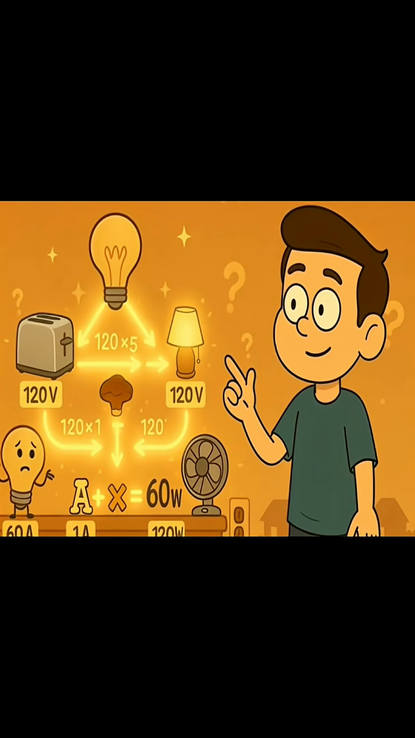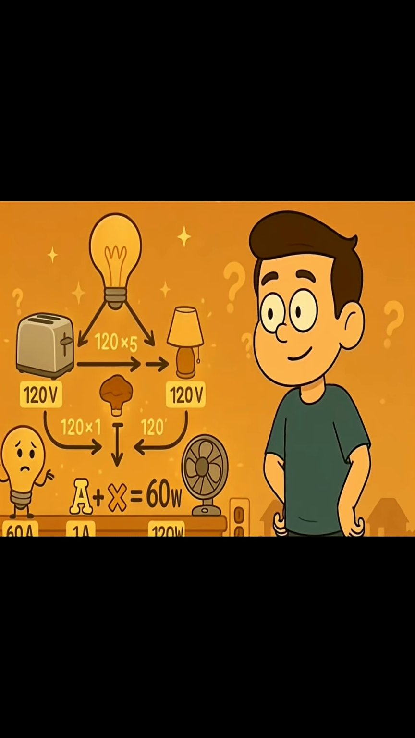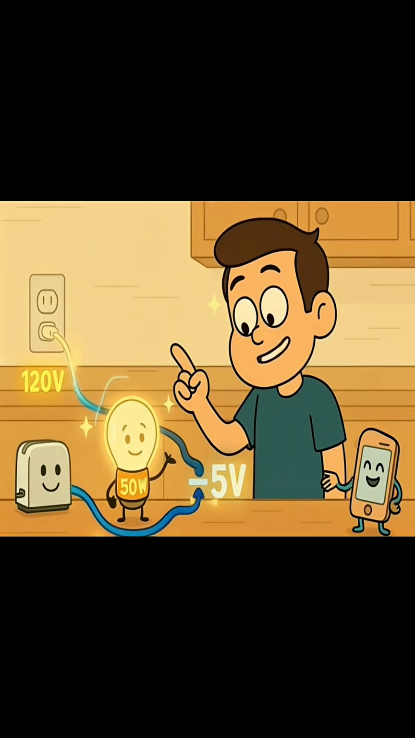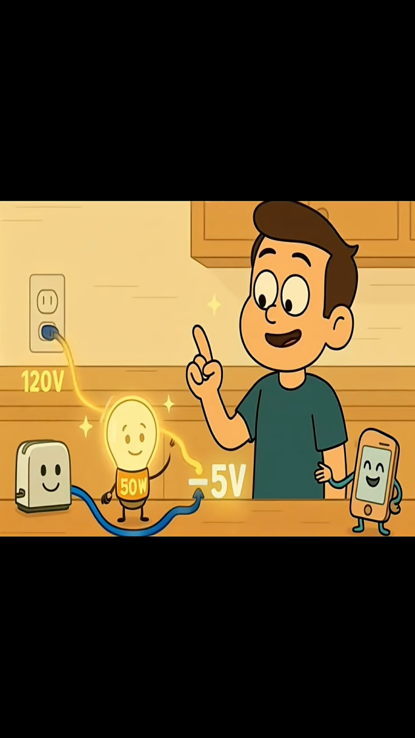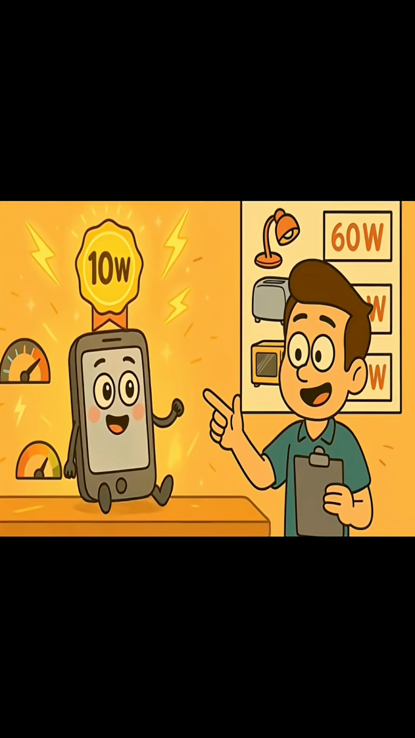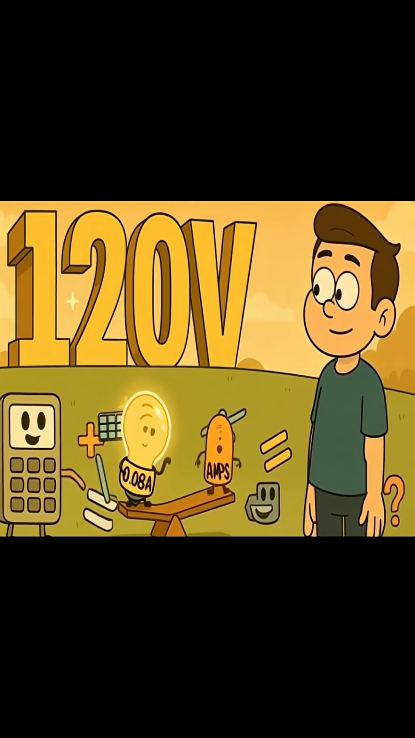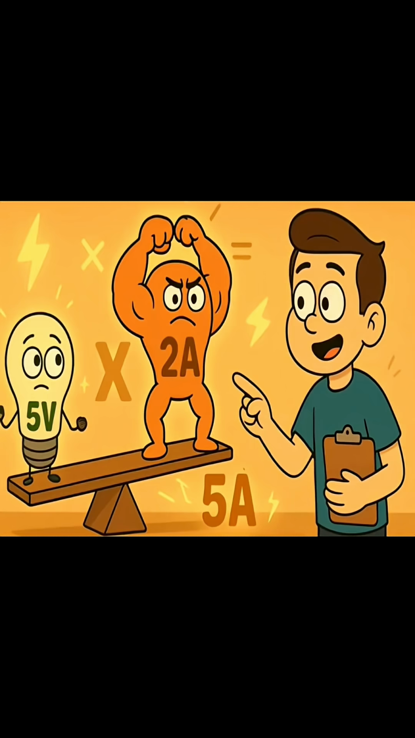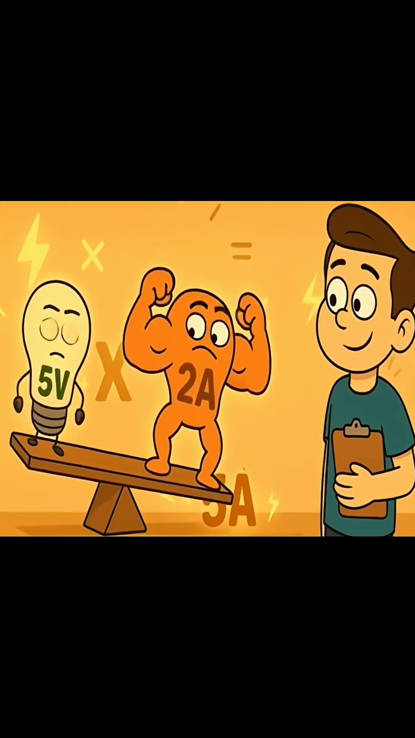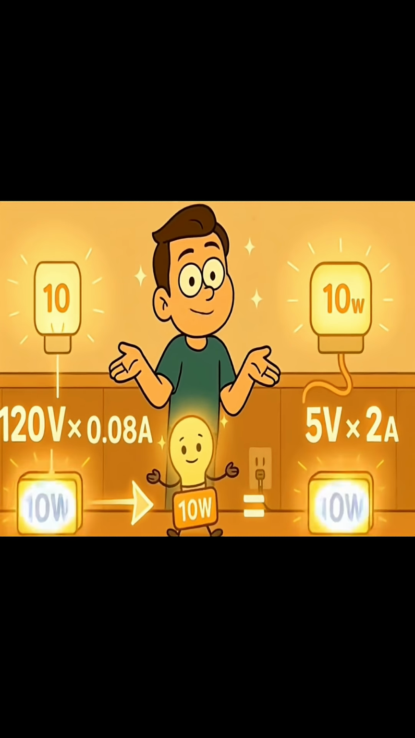This relationship helps explain why some things work the way they do. Remember how your phone charger takes 120 volts from your wall and turns it into 5 volts for your phone? Well, your phone might need 10 watts of power to charge. At 120 volts, that would only need about 0.08 amps. But at 5 volts, it needs 2 amps. Same amount of power, just delivered differently.